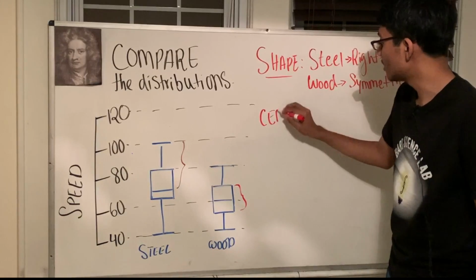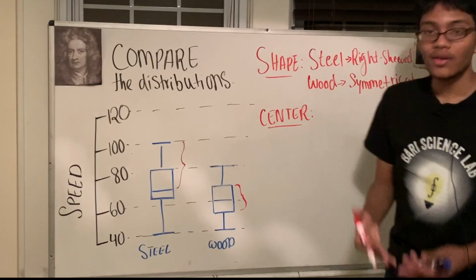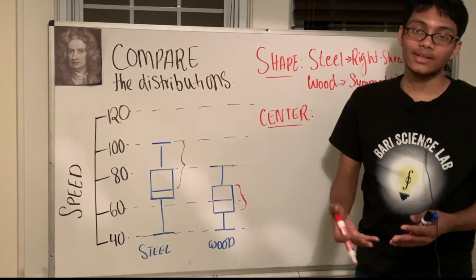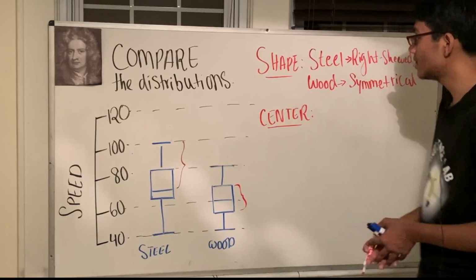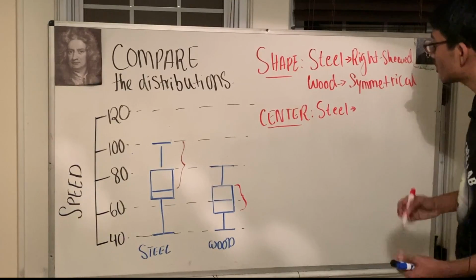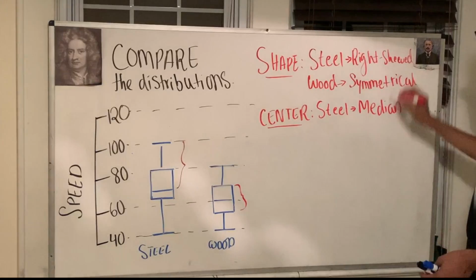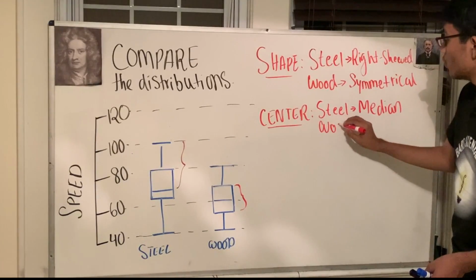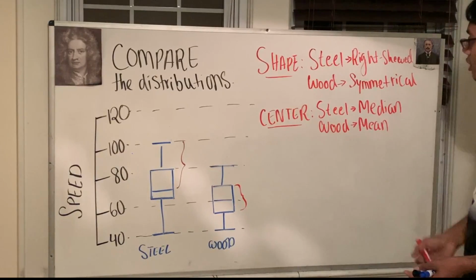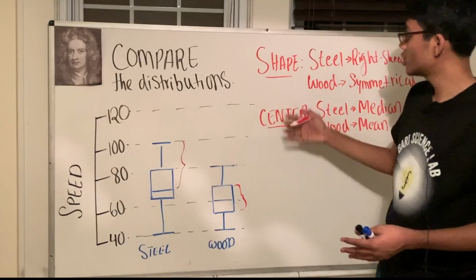Let's talk about the center. For center we can use the mean and the standard deviation, or we can use the median because the data are skewed. So for the center of the steel distribution, we're better off using the median because it's asymmetrical, right skewed. On the other hand, for the wooden roller coasters, we're better off using the mean as a measure of the center because it's symmetrical, right? We're done with shape, we're done with center.